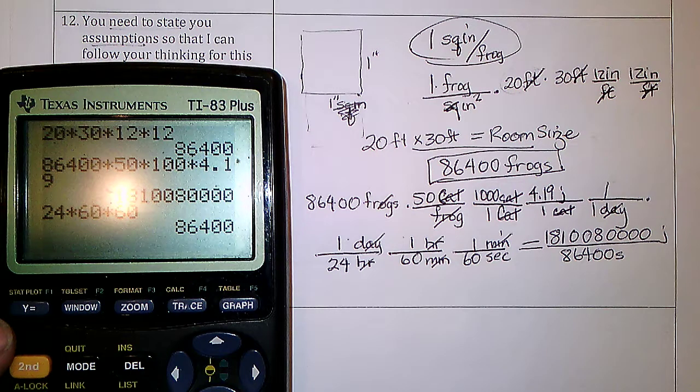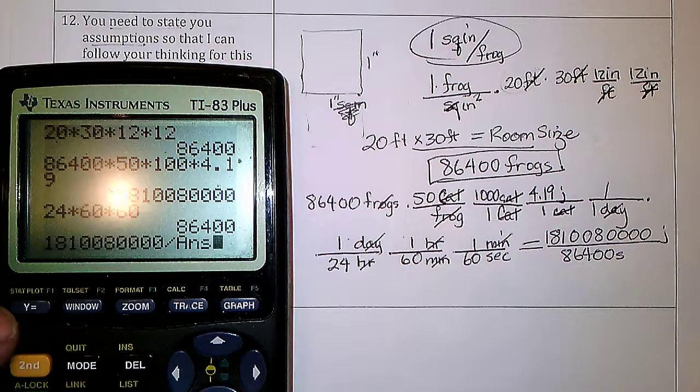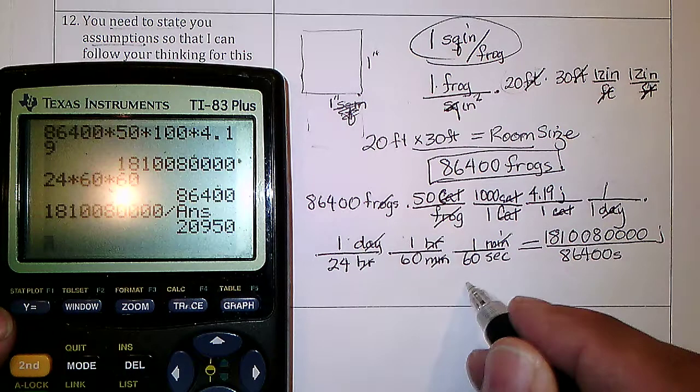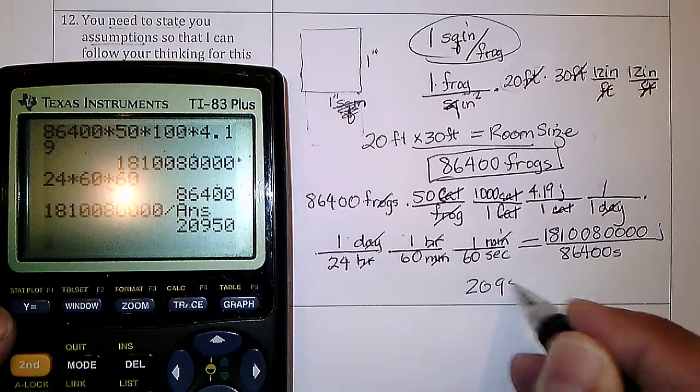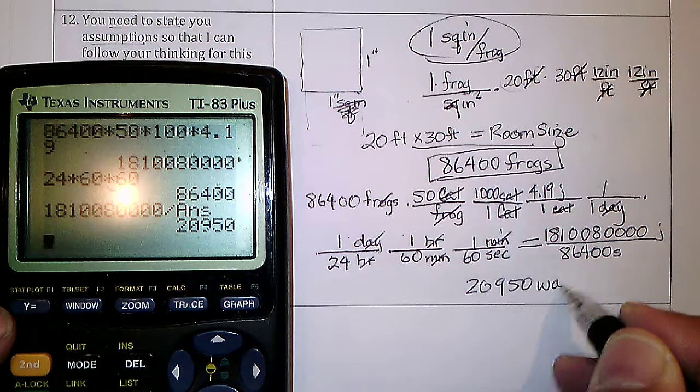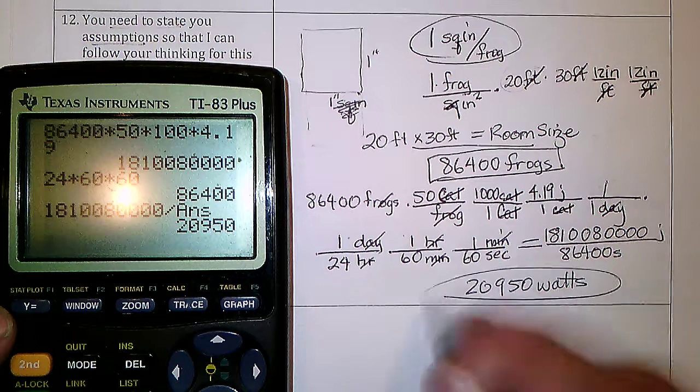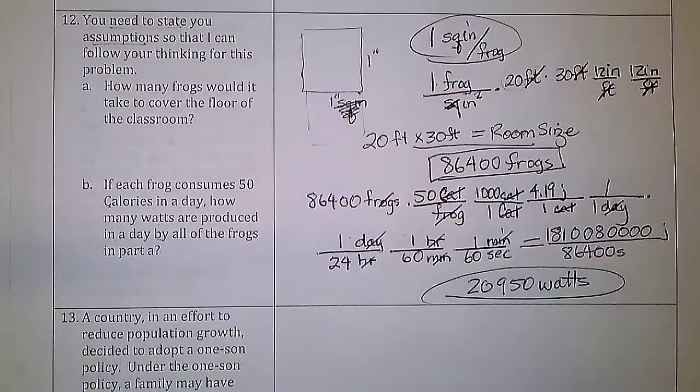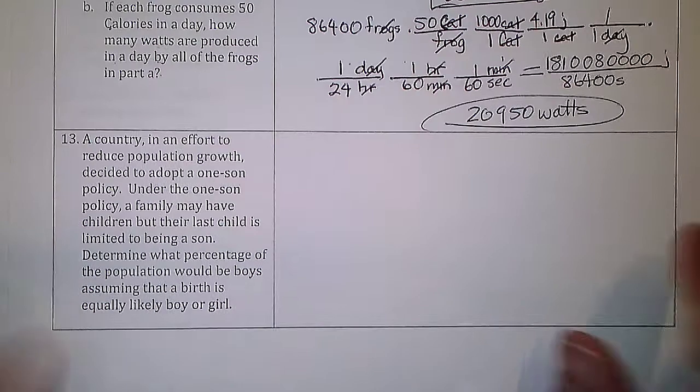So I just have to divide these. So I've got 18,1008,0000 divided by my last answer. And that is 20950 watts. Again, this is a lot harder than the test will be, but I'm giving you lots of practice.